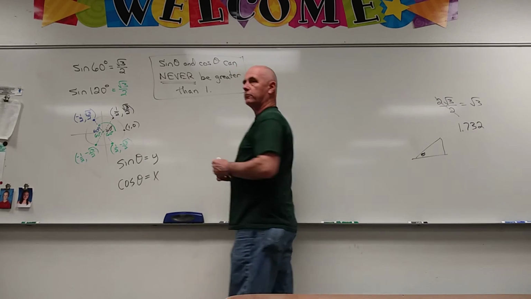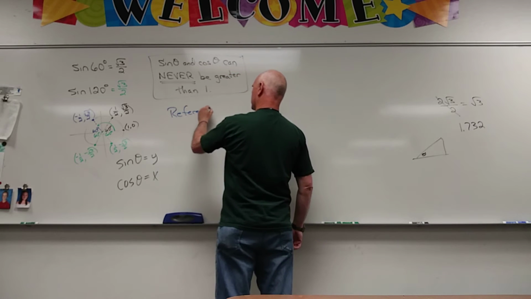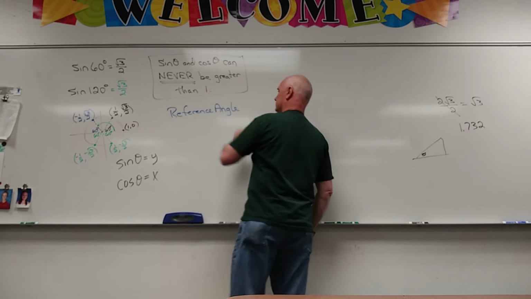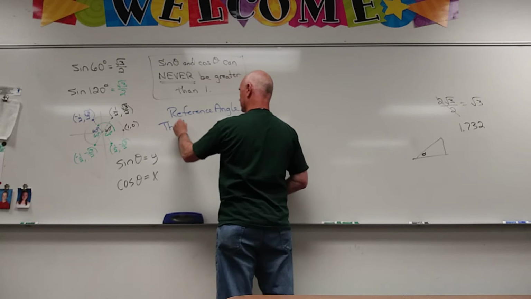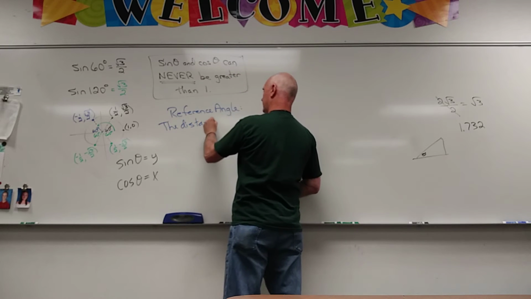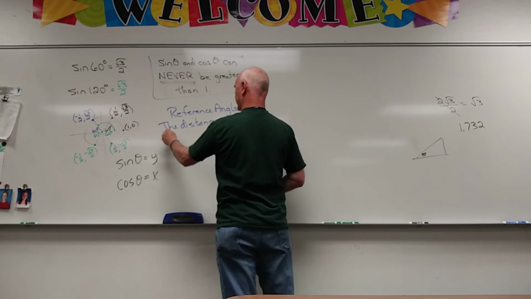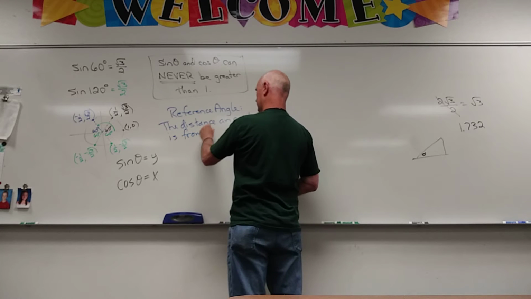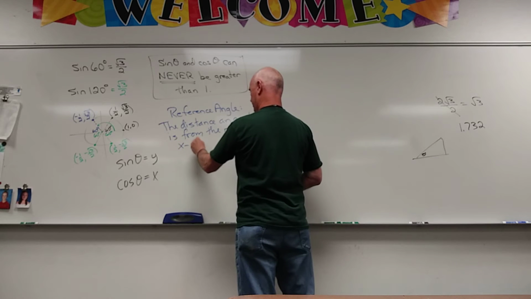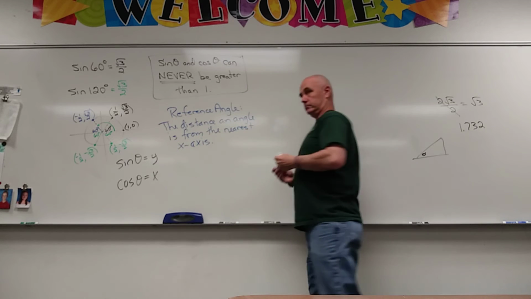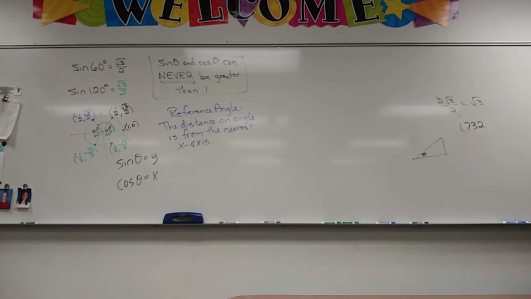Those numbers, those 60-degree things that we're talking about, those are called reference angles. A reference angle is basically the distance an angle is from the nearest x-axis. A reference angle is the distance an angle is from the nearest x-axis.